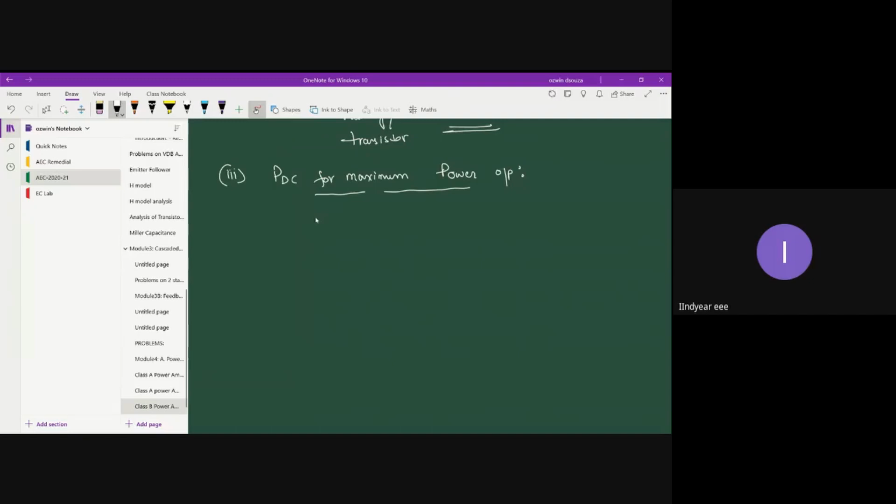Now, to find PDC, first let us write down the formula. That is VCC into IDC. IDC is 2 Im by pi. So what is this Im? So Im is basically Vm by RL, right? So Vm is 10, okay? Because let us take Vm is equal to VCC for maximum power output, okay? So it is 10 divided by 5. That is 2 amperes. So Im is 2 amperes.